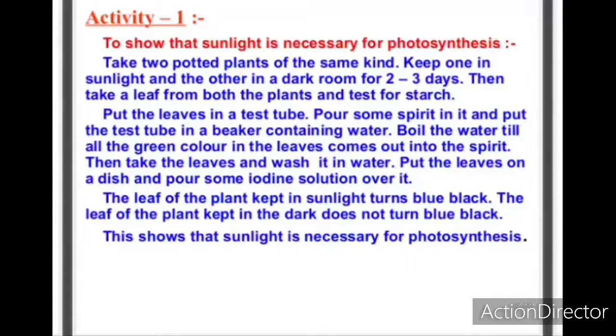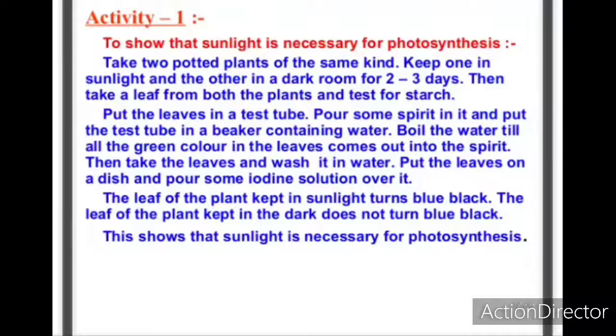Activity 1. To show that sunlight is necessary for photosynthesis, take two spotted leaves from the same kind of plant. Keep one in the sunlight and the other in a dark room for 2 to 3 days. Then take a leaf from both the plants and test for starch. Put the leaves in a test tube, pour some spirit in it and put the tube in a beaker containing water. Boil the water till the green color in the leaves comes out with the spirit.